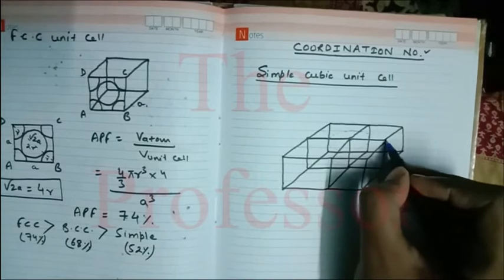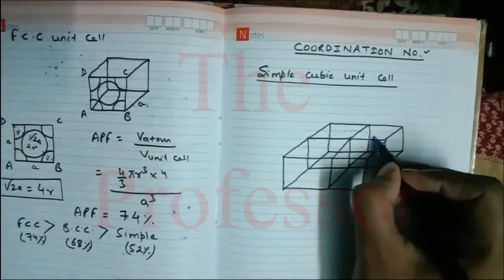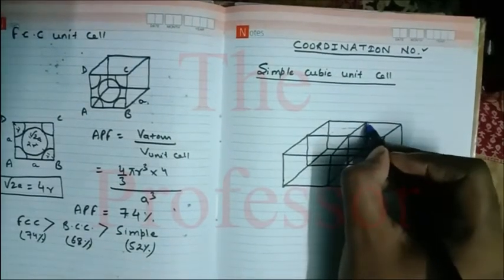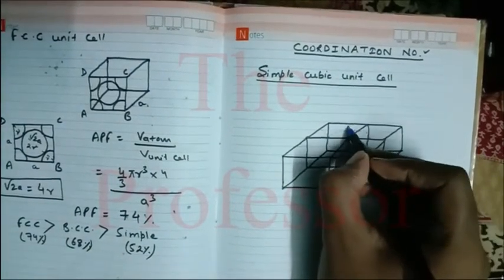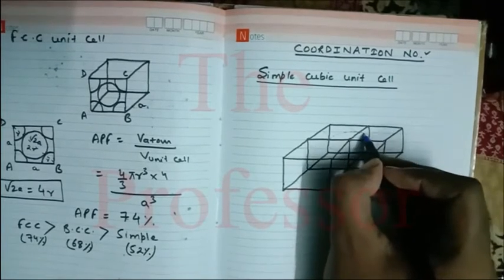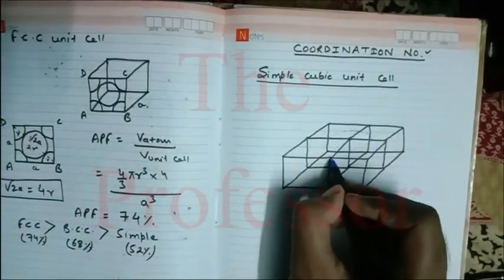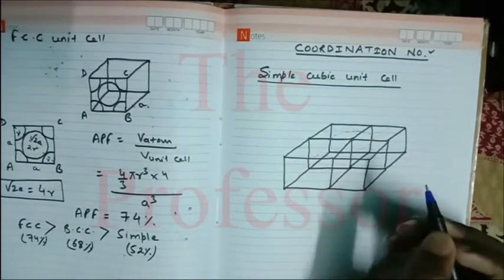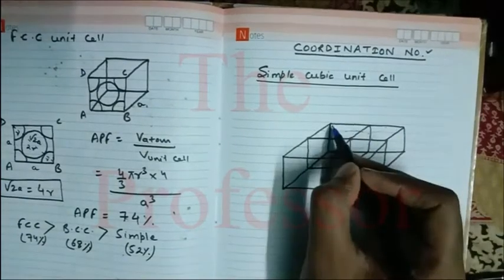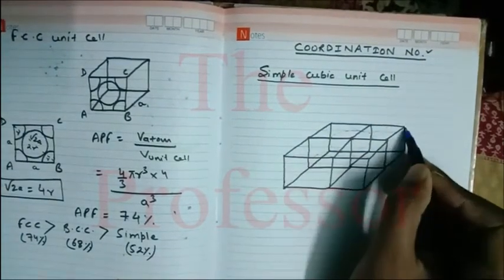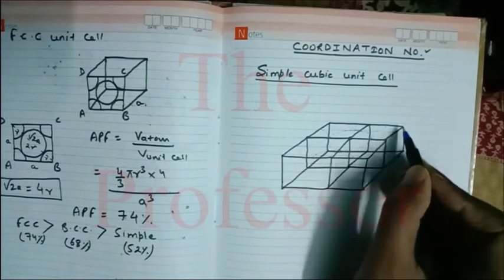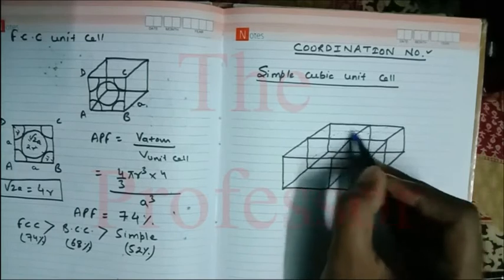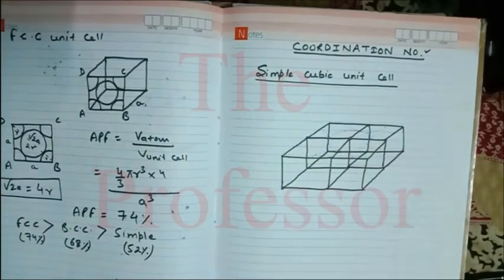This atom is also in contact with the atom which is present at this corner, and this atom is also in contact with the atom which is present at this corner. So सिर्फ इस प्लेन में, if we talk only about this plane, so the atom which was present at this corner, this is in contact with 4 other atoms which are also present in the same plane.